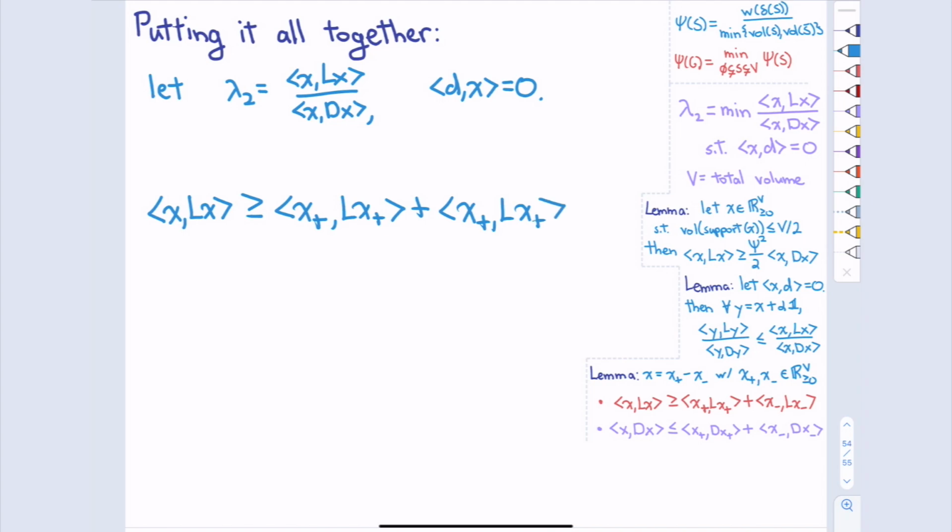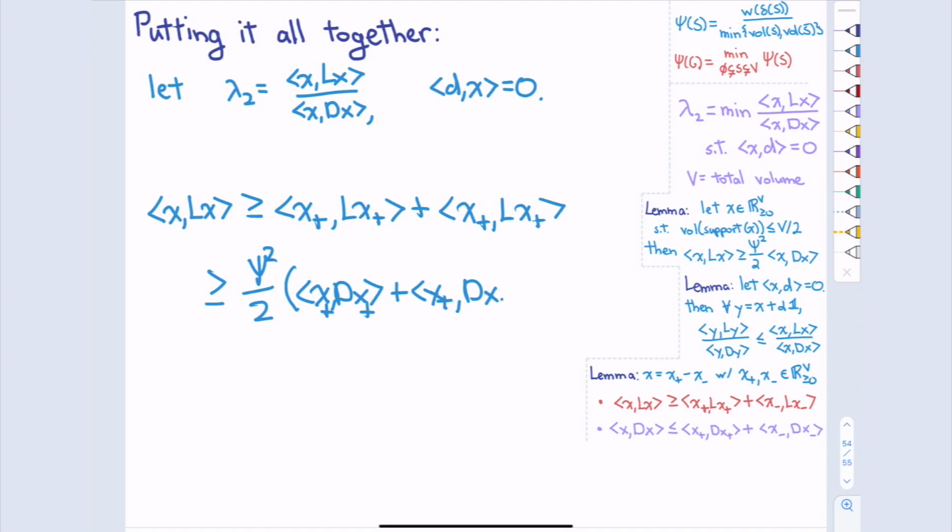Let's see what would happen if I do. The reason I can't apply the lemma is because I don't necessarily meet the conditions. But if I did apply the interesting lemma, if we just pretended that the supports of each of those vectors were nice, then we would get, this is at least the conductance squared times x dx, x plus y plus x plus dx plus.